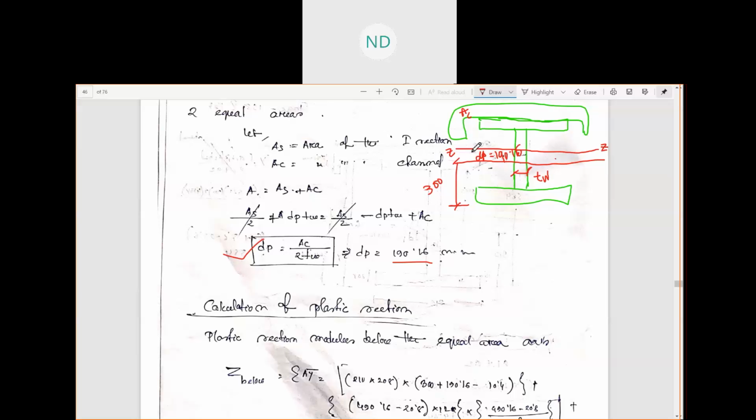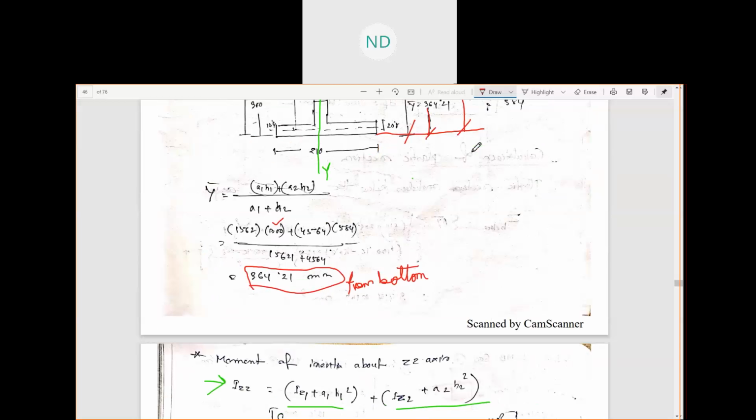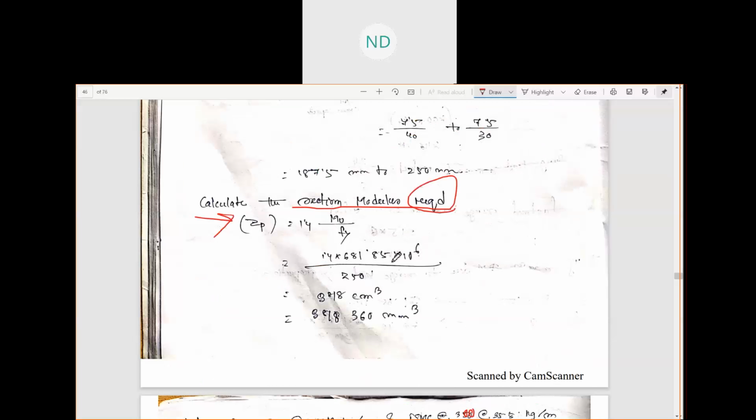Because we are finding out the section modulus of the entire builder member, we have to compare it with the section modulus which we have calculated here. This one we have calculated here. So obviously, after selecting the section, you have to select it in such a way that your plastic section modulus is greater than this, such that the section which you have considered will resist all the loads and all the movements.